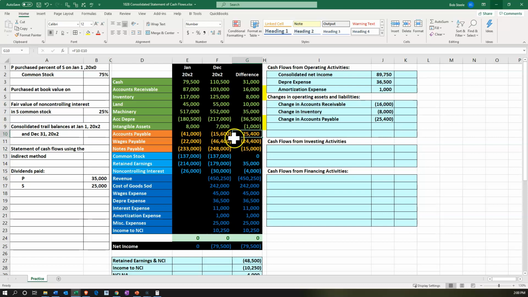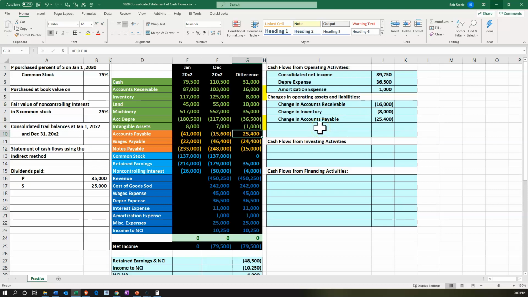So the liability went down, represented by this positive number, and we're making it negative because on the cash flow statement it's kind of like the opposite of the assets. If it went down, we're actually going to decrease it. If an asset went down, then we would increase the asset.